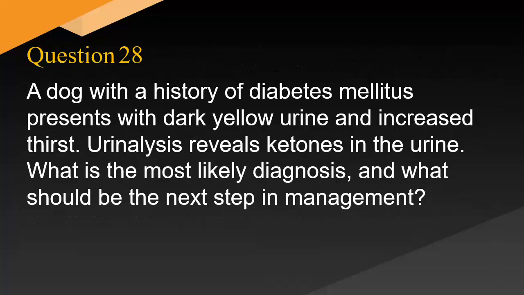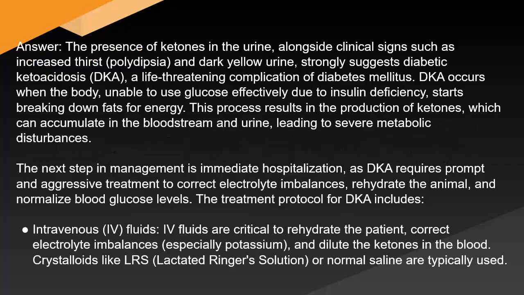A dog with a history of diabetes mellitus presents with dark yellow urine and increased thirst. Urinalysis reveals ketones in the urine. What is the most likely diagnosis, and what should be the next step in management? Answer: the presence of ketones in the urine alongside clinical signs such as increased thirst, polydipsia, and dark yellow urine strongly suggests diabetic ketoacidosis (DKA), a life-threatening complication of diabetes mellitus.